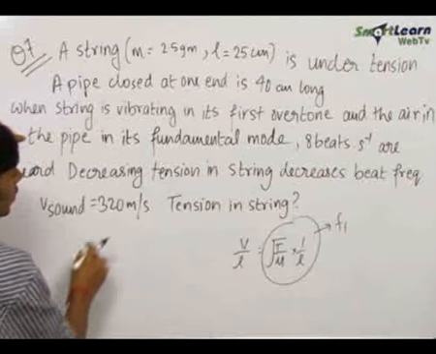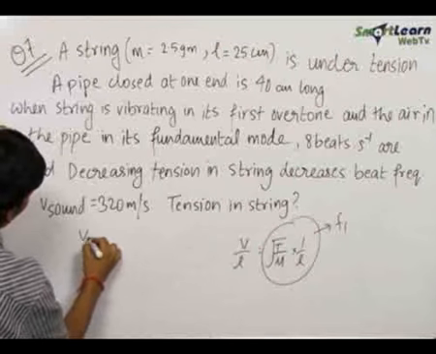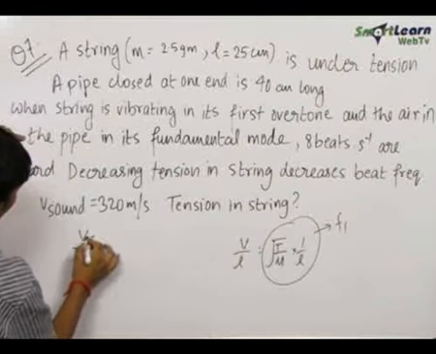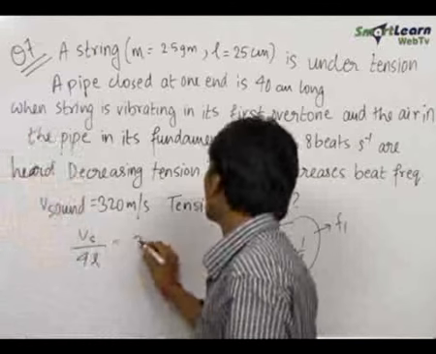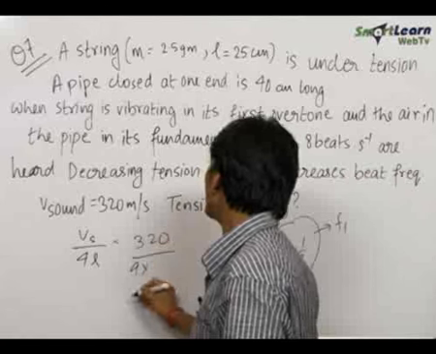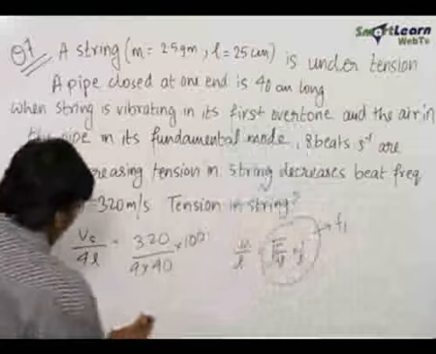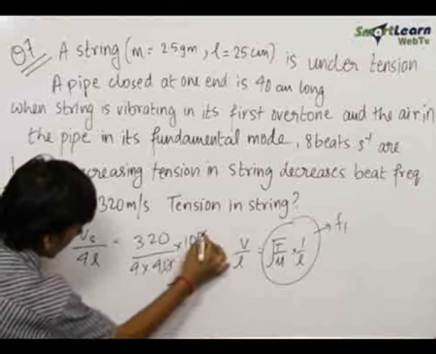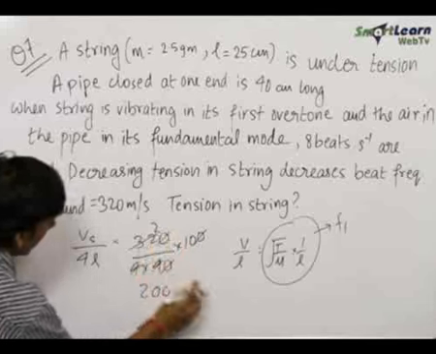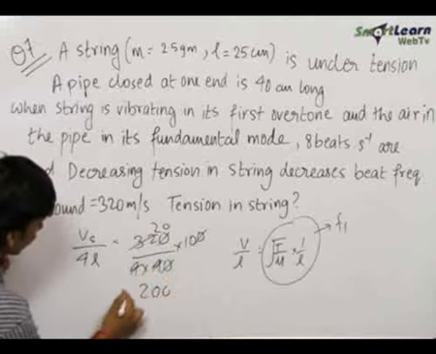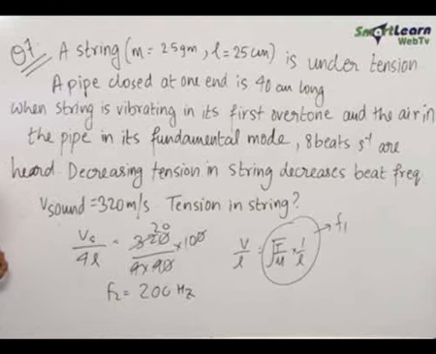Now for the second one which is given, we have a pipe which is closed at one end. It is vibrating in its fundamental mode. So in its fundamental mode, we know that the frequency is Vs upon 4L, where Vs is the speed of sound and L is the length of the tube. This is coming out to be equal to 320 upon 4 into 40 centimeters, that is 40 upon 100. This comes out to be equal to 200 Hertz. Therefore, we know that frequency F2 is equal to 200 Hertz.